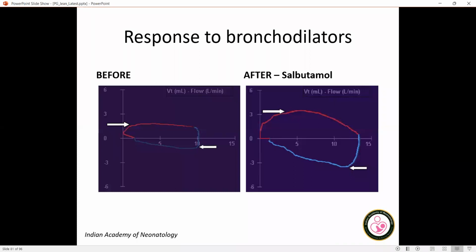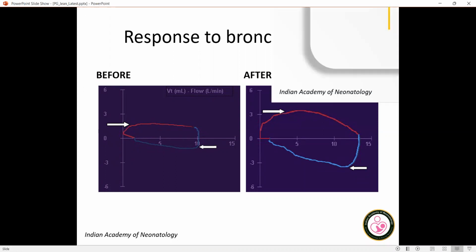This is how we see it in the ventilator. We can see that the peak expiratory flow rate has been reduced. After giving salbutamol nebulization, we can see that the peak expiratory flow rate has improved. This was already seen in the flow scalar also.